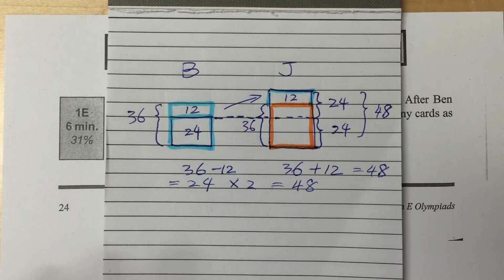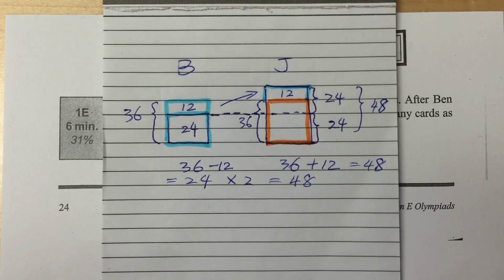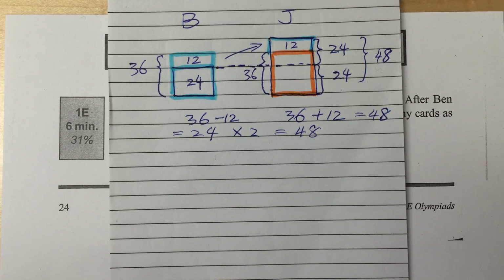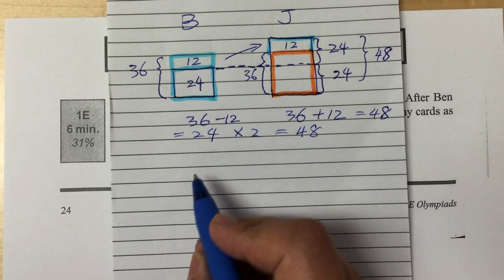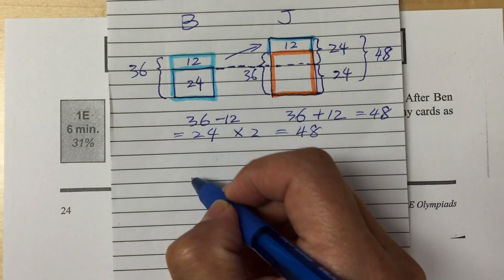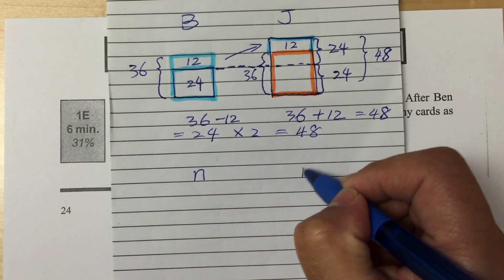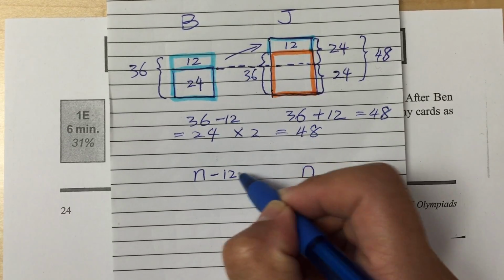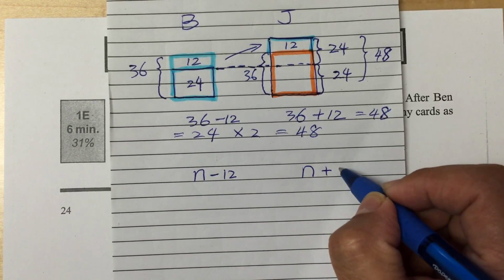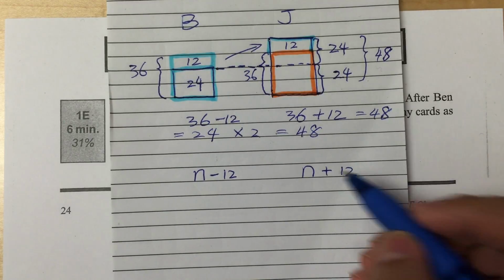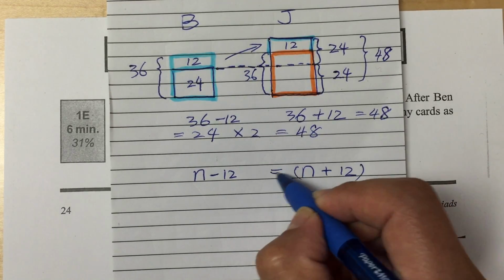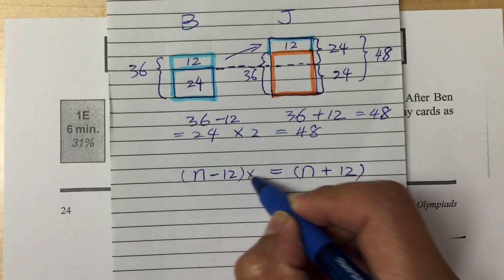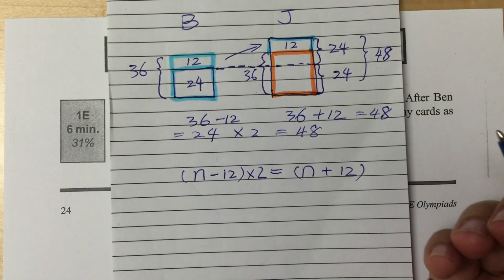If you know algebra, it's going to be a lot easier to answer this question. So let's try the algebra way. Let's say Ben and Jerry both start with n cards. Ben gave out 12 cards. Jerry received 12 cards. And at this point, Jerry has twice as many cards as Ben.